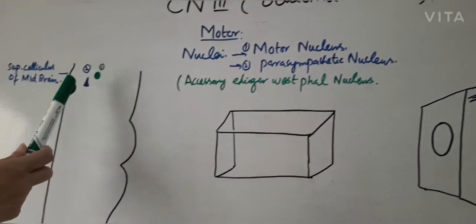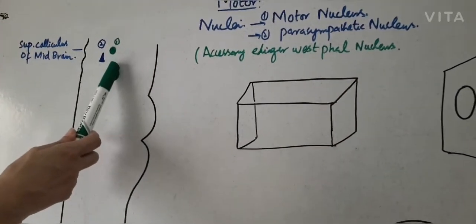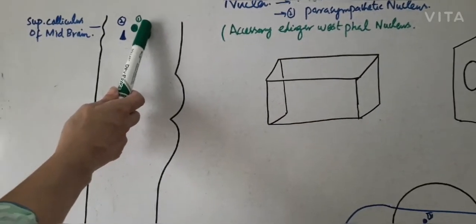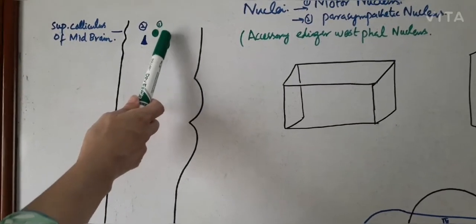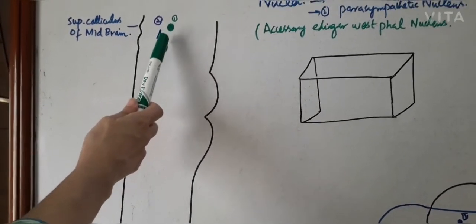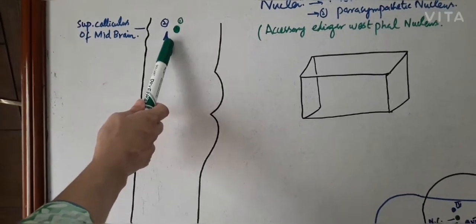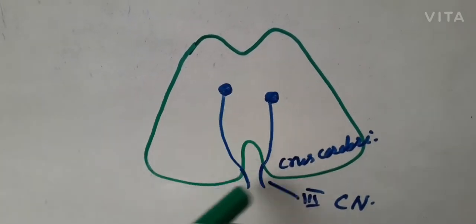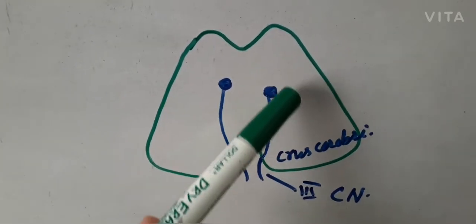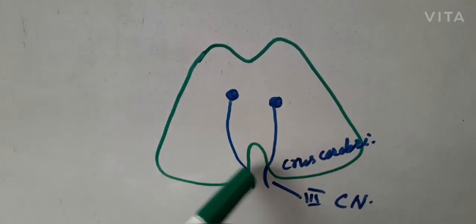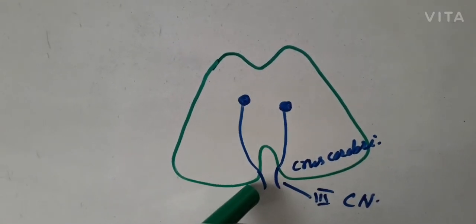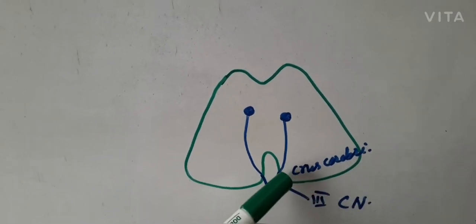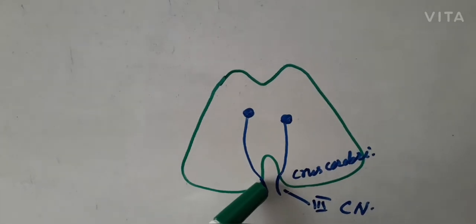Now the motor nucleus is present in the midbrain in its upper level, at the level of the superior colliculus of the midbrain, while the parasympathetic nucleus is present posteromedial to the main motor nucleus. Now if we see the cut section of the midbrain, we can see the oculomotor nucleus and the nerve emerging through it. So it emerges on the brain stem on the medial aspect of the crus cerebri. This part of the midbrain is called the crus cerebri, in the interpeduncular fossa.